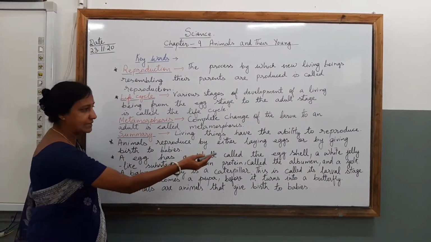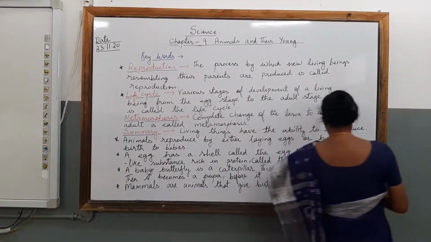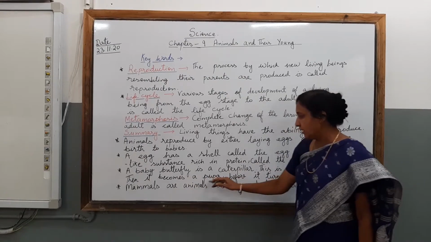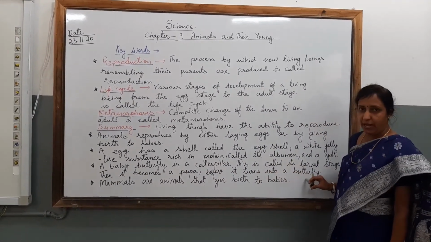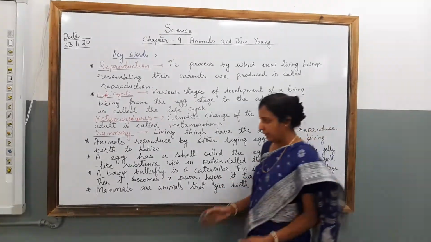This is called its larval stage. What is it called, children? It is called its larval stage. So then it becomes a pupa before it turns into a butterfly. These are the various stages of a butterfly.